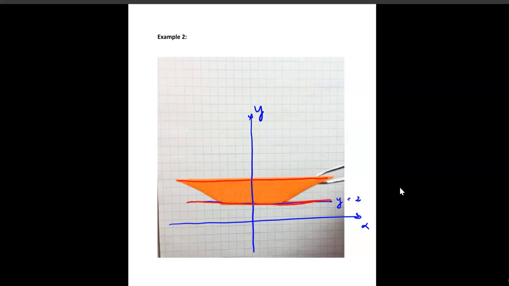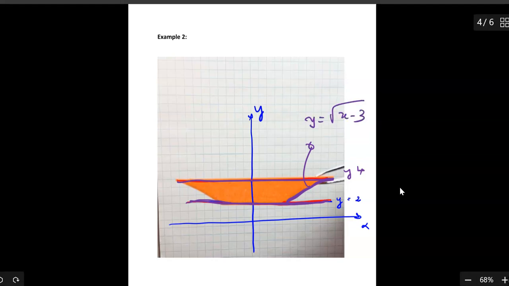So let me change the colors. I will use purple. Yeah, it is purple. And right here, y equal to 4. This part is my y equal to the square root of x minus 3. And then this part here is x equal to 0. Exactly what they have given to me, right? So y equal to the square root of x minus 3, y equal to 4, y equal to 2, and x equal to 0. The area I'm talking about is this area.